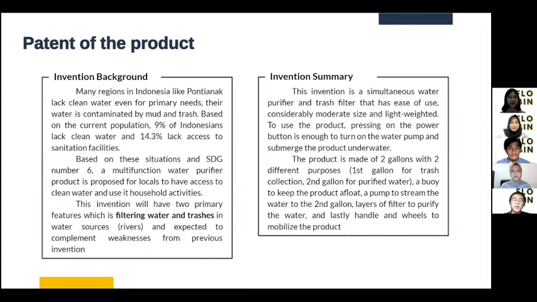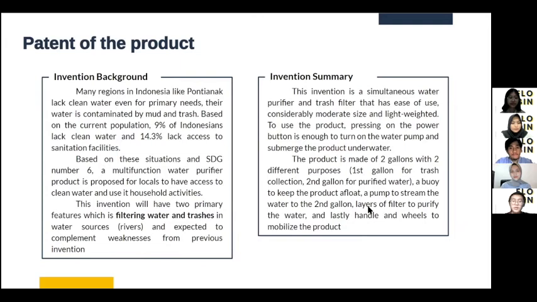Based on the situation and SDG number 6, we propose a multifunction water purifier product that filters water and trash in water sources. The product is expected to complement weaknesses from previous inventions. This invention is a simultaneous water purifier and trash filter that has ease of use, moderate or medium size, and is lightweight. The product is made up of 2 gallons with 2 different purposes.